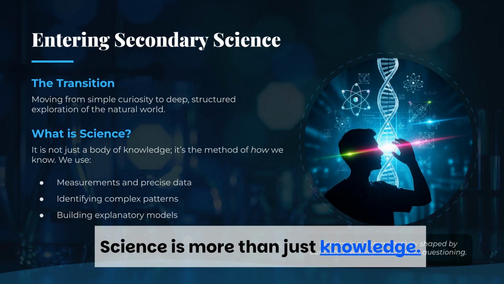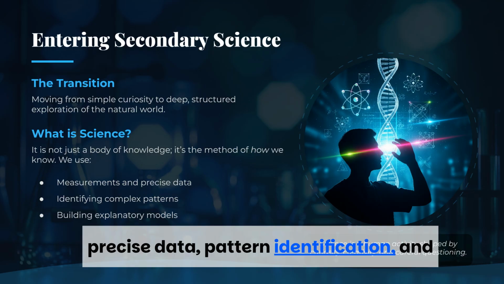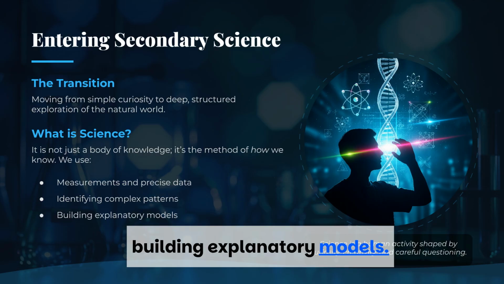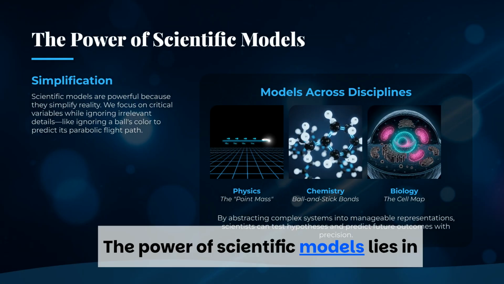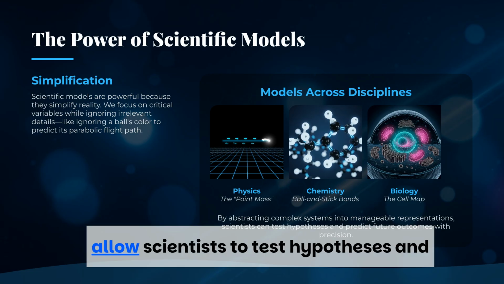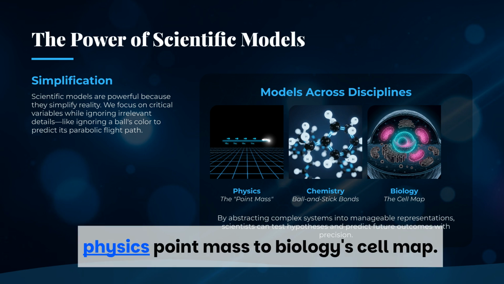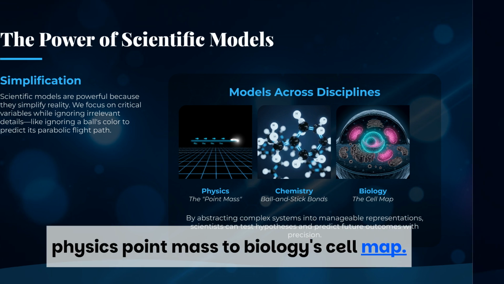Science is more than just knowledge. It's the method we use to know, involving precise data, pattern identification, and building explanatory models. The power of scientific models lies in simplification. By focusing on critical variables, models allow scientists to test hypotheses and predict future outcomes. This applies across disciplines, from physics' point mass to biology's cell map.